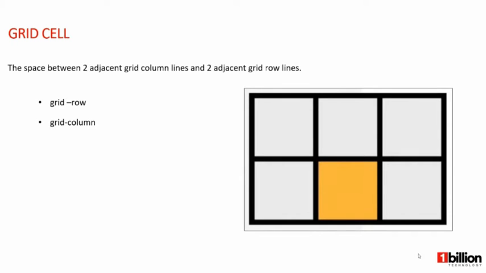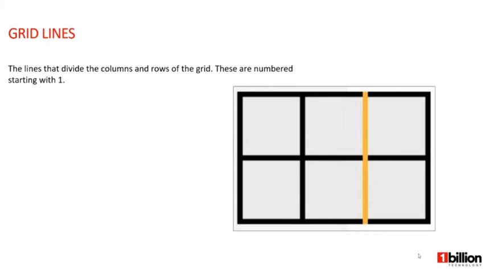We can specify the size and location of individual grid cells using the grid-row and grid-column properties. We need to add two properties to the grid cells we want to position. Next one is grid lines. These are the lines that divide the columns and rows of the grid. They are numbered starting with 1. The lines between columns are called column lines, whereas the lines between rows are called row lines.